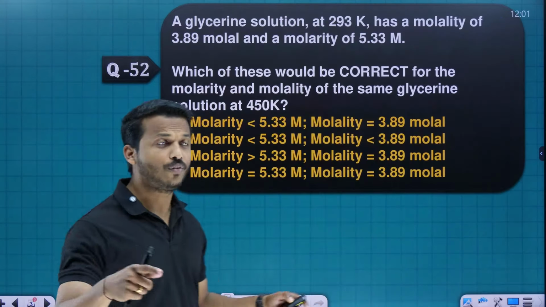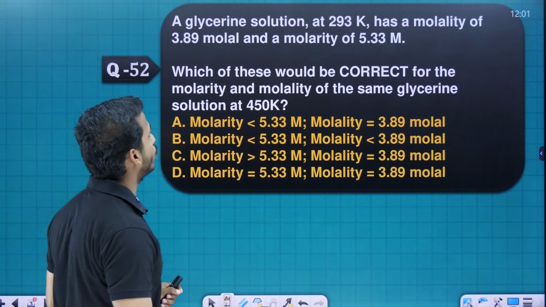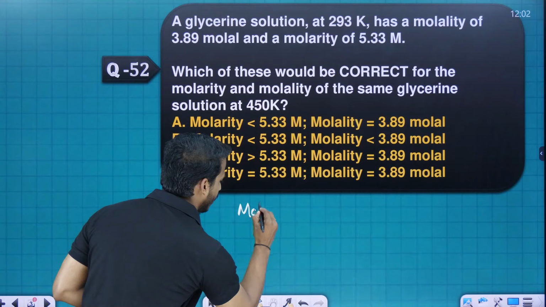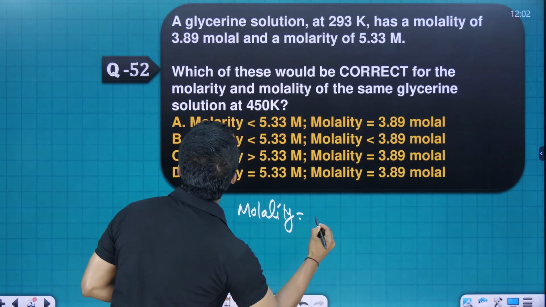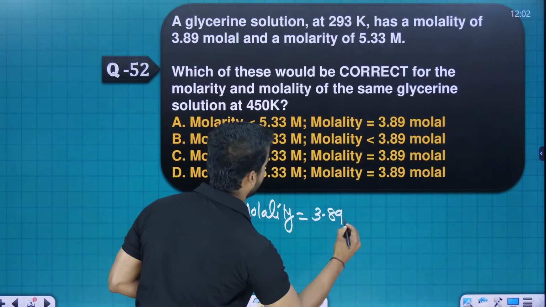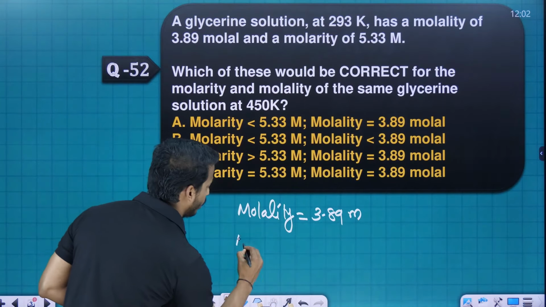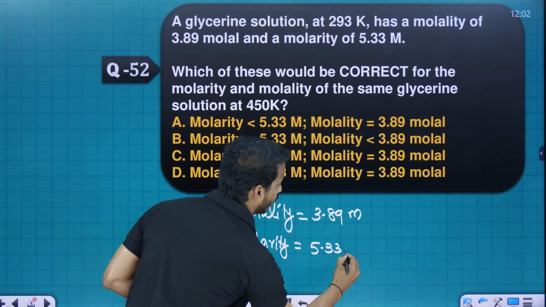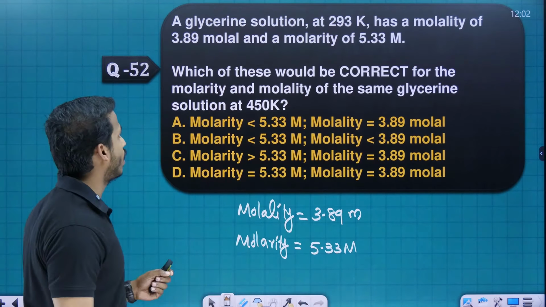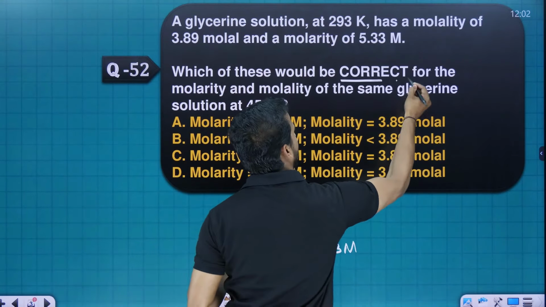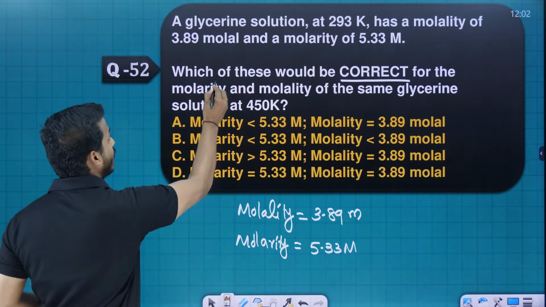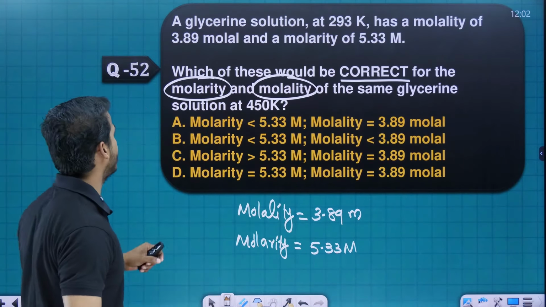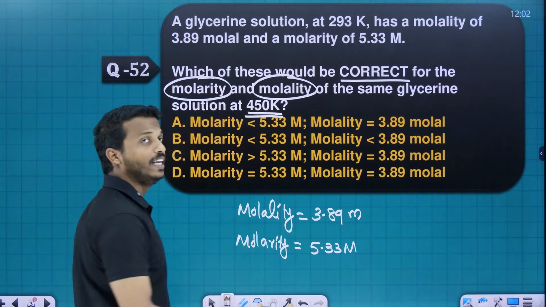Let's go for question number 52 for you. A glycerin solution at 293 Kelvin has a molality. So they have given you molality, already given, 3.89 molal, and a molarity. Molarity is also given. Molarity is equal to 5.33 molar. Ready? Which of these would be correct for the molarity and the molality of the same glycerin solution at 450 Kelvin.